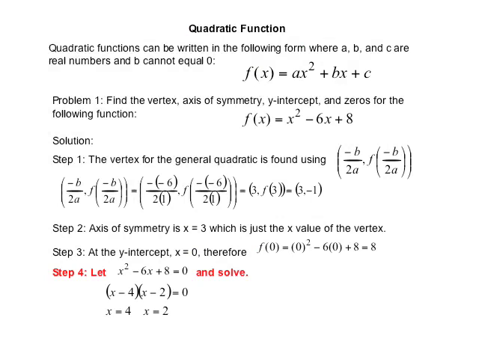It's a quadratic equation, and in this case we can solve it by factoring. So the two zeros are x equals 4 and x equals 2. Therefore the zeros are 4 and 2.